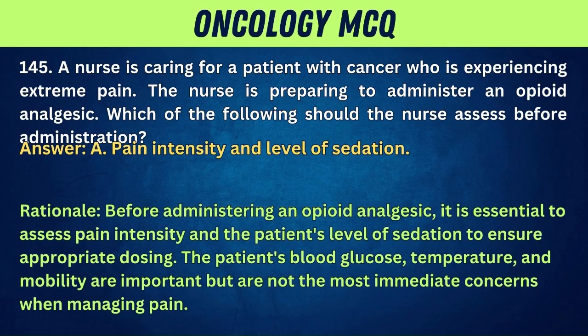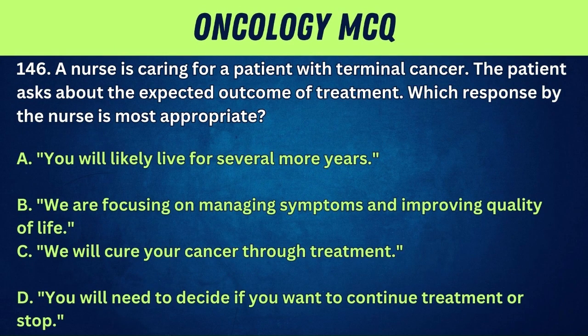Rationale: before administering an opioid analgesic, it is essential to assess pain intensity and the patient's level of sedation to ensure appropriate dosing. The patient's blood glucose, temperature, and mobility are important, but are not the most immediate concerns when managing pain. 146. A nurse is caring for a patient with terminal cancer.